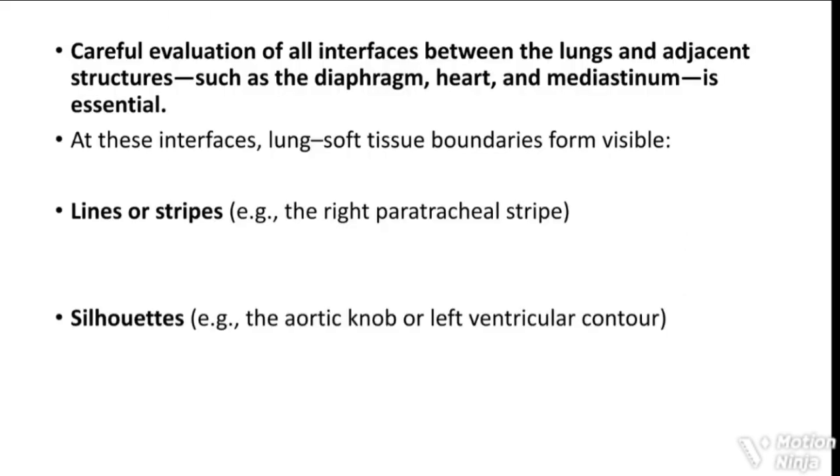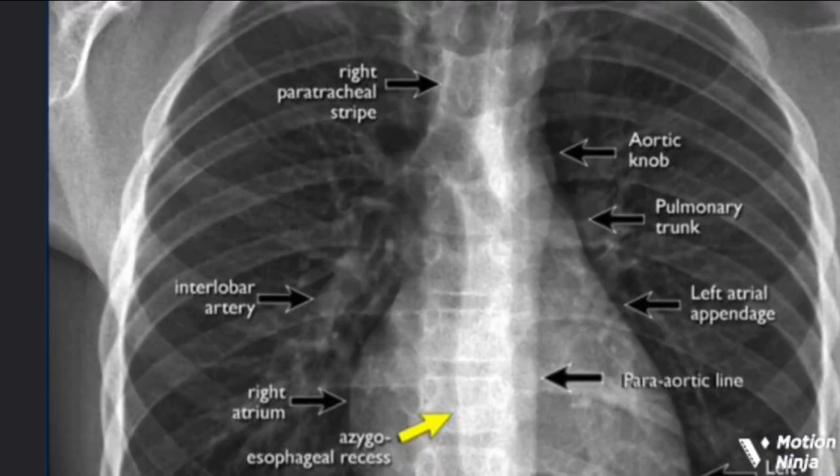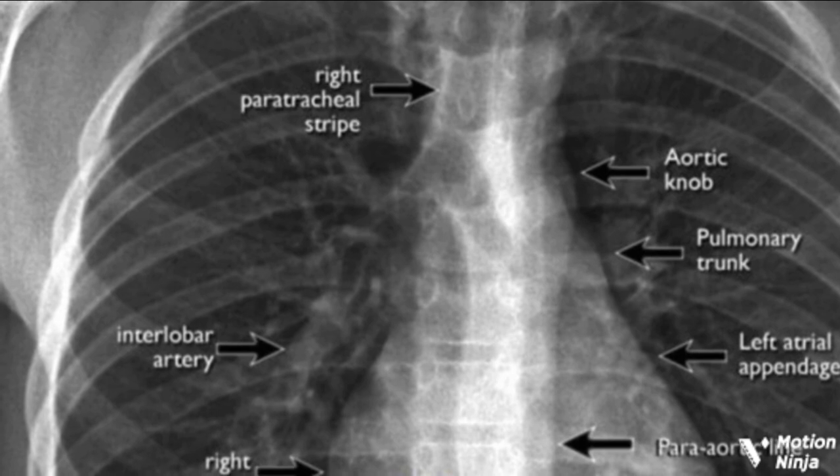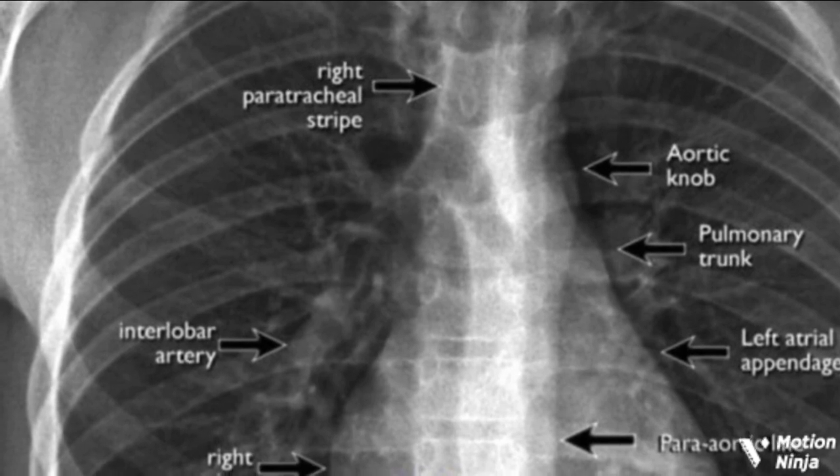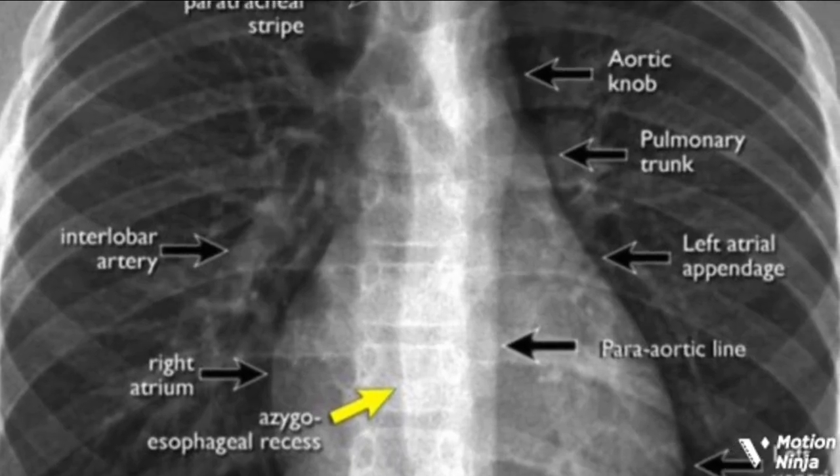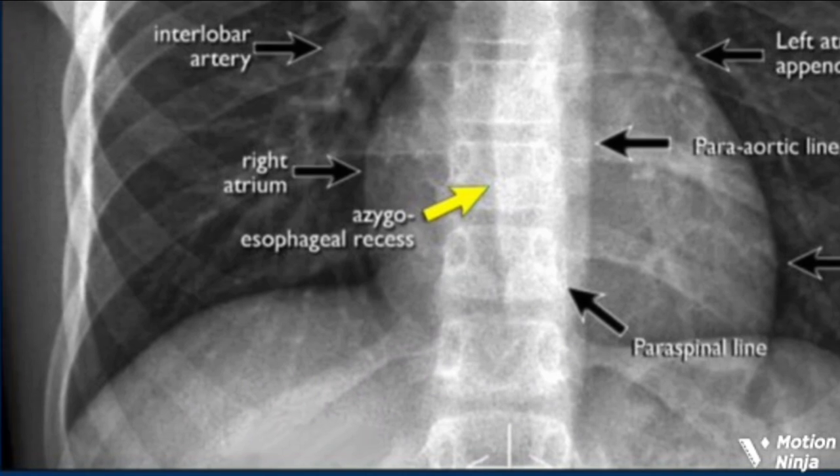Now, you also have to carefully evaluate all the interfaces between the lung and the adjacent structures. That is, you look for the lines or stripes as well as silhouettes. So, one is the paratracheal stripe, which you can see here. Usually, it is less than 4 millimeter. If it is more than 4 millimeter, it could be due to lymph node or a soft tissue swelling, etc. There, you can look for the para aortic line, paraspinal line, etc.